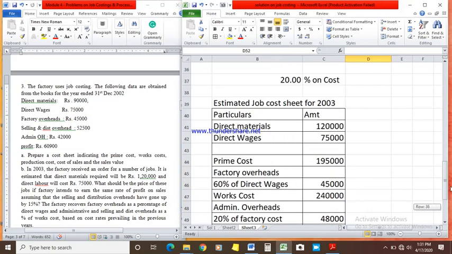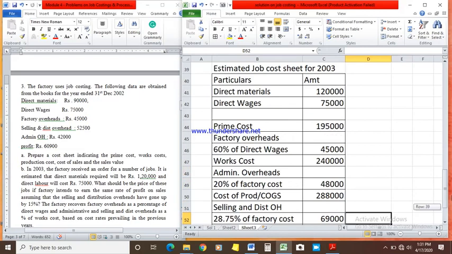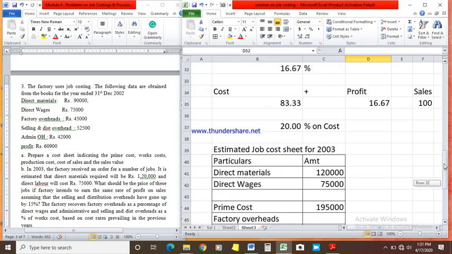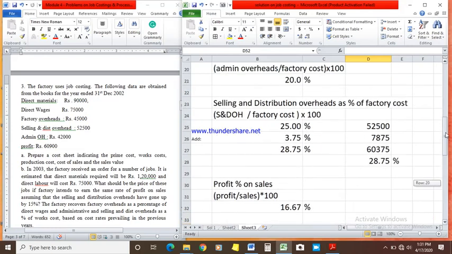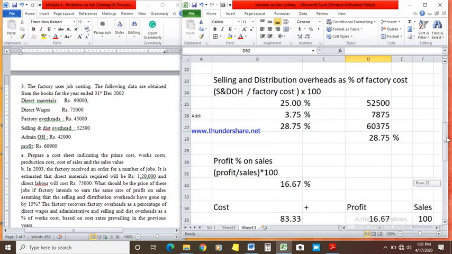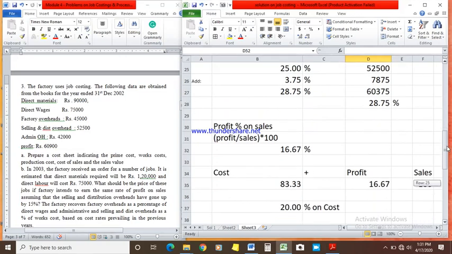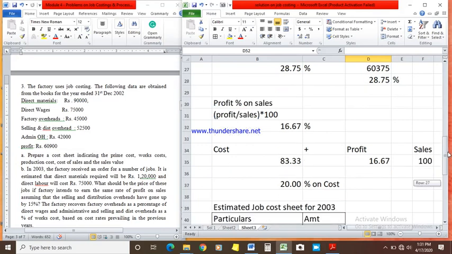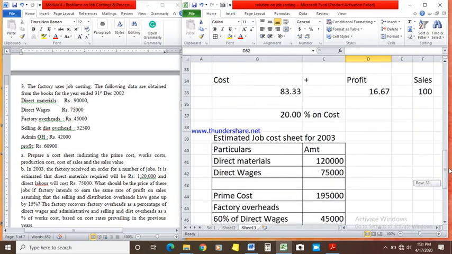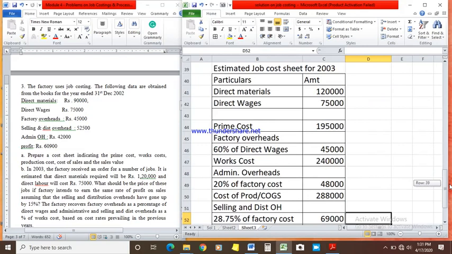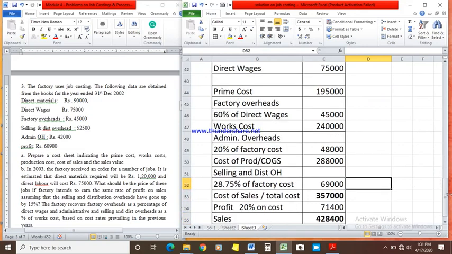So the difference between the previous problem and this problem, I hope you understood. In the previous problem it was just a percentage of overhead recovery we calculated, but in this case, along with that, there was an increase in one of the overheads, the selling and distribution overhead. So we calculated how much the increase is and what the percentage recovery is. There was also profit on sales, so we calculated how much the profit on cost is, and then we took that as a basis and computed the estimated job cost sheet for the year 2003. So this is the solution for the third problem.